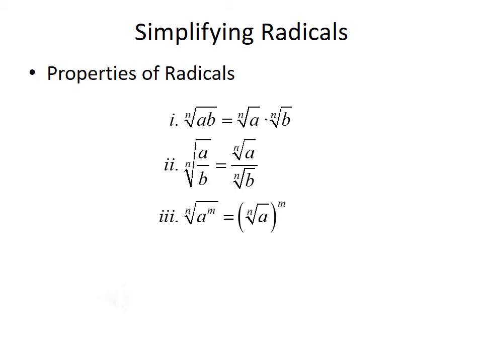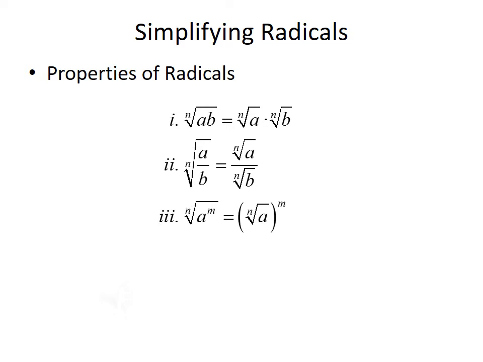Next, we want to talk about simplifying radicals, but before we can actually simplify radicals, we need to discuss some properties that we'll use when we simplify radicals. So the first property says that the nth root of the product ab is equal to the nth root of a times the nth root of b. So if you have a product underneath the radical, you can split that up into two radicals using the same index. And it'll go the other way as well.